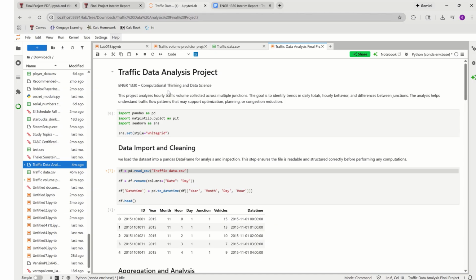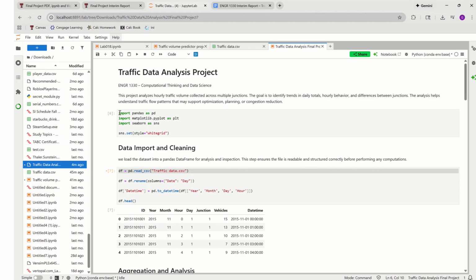This is our computational thinking and data sciences project. This project analyzes hourly traffic volume collected across multiple junctions. The goal is to identify trends in daily totals, hourly behaviors, and differences between the junctions. This analysis will help us understand traffic flow patterns that may support optimization, planning, or congestion reduction.